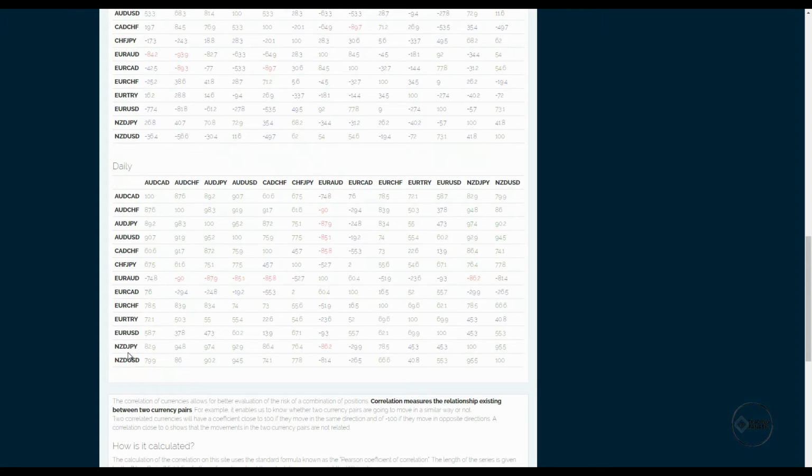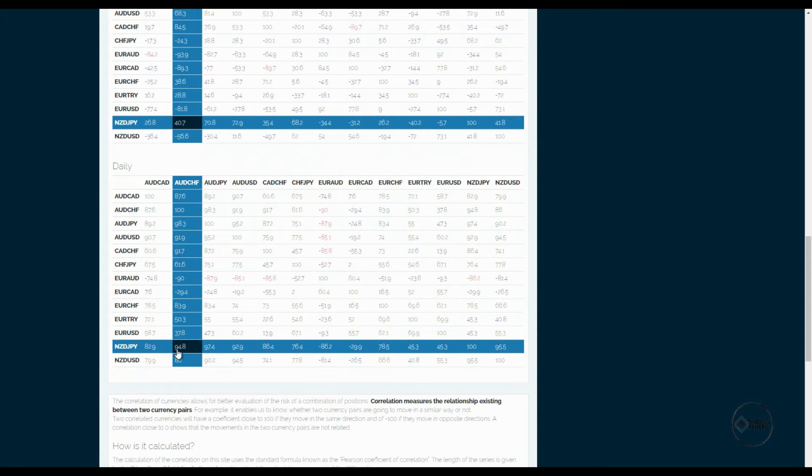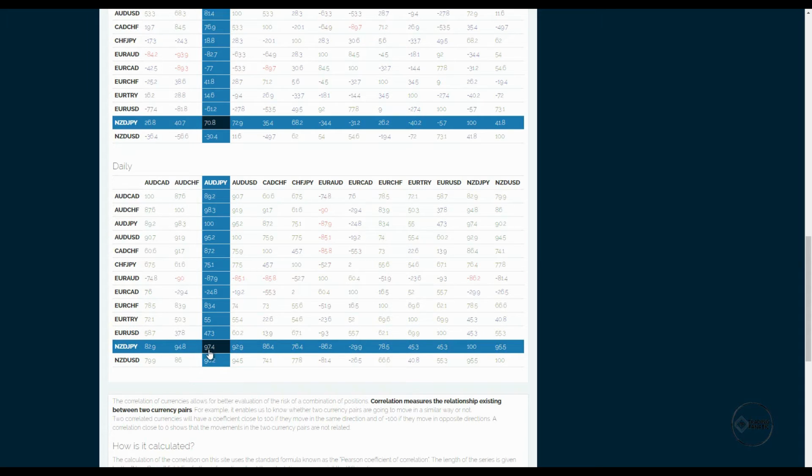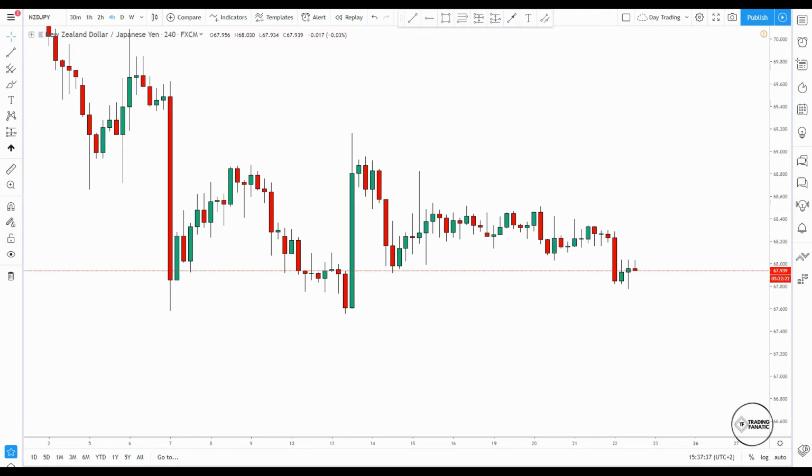Let's say we will be trading NZD-JPY. So we have Aussie Swiss franc with 94% positive correlation, Aussie JPY as well, very nice 97%. And for opposite correlation we will use Euro Australian dollar. So let's get into the charts quickly. Okay, here is NZD JPY on the 4-hour time frame.